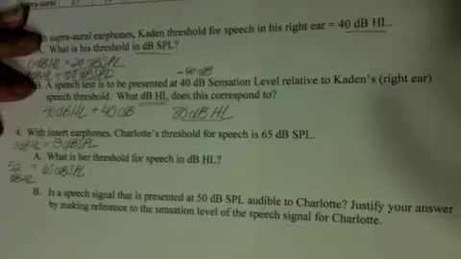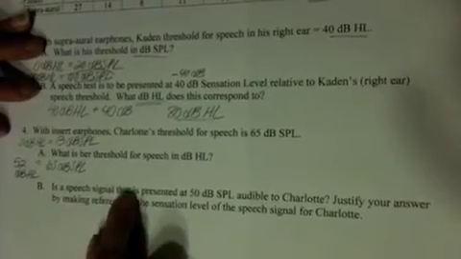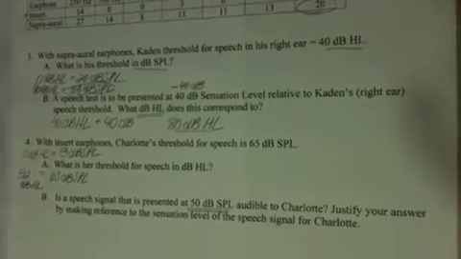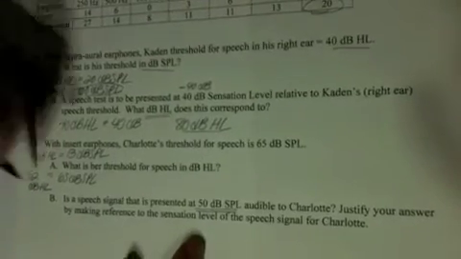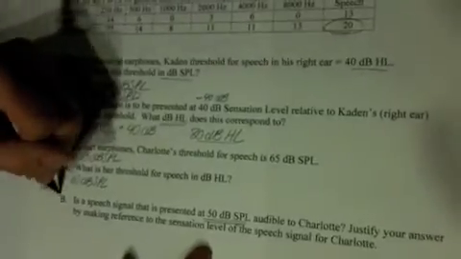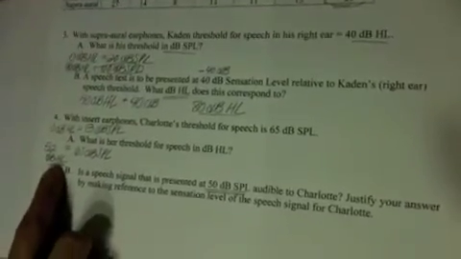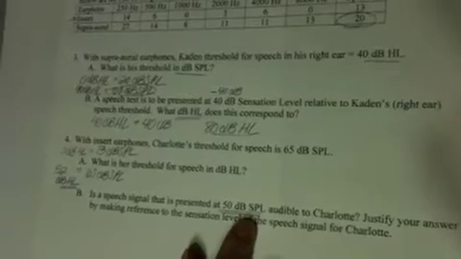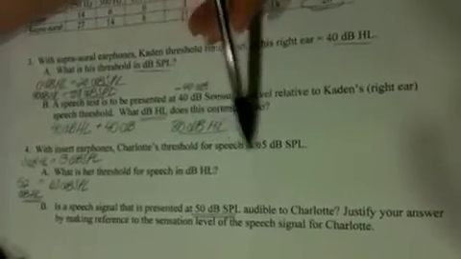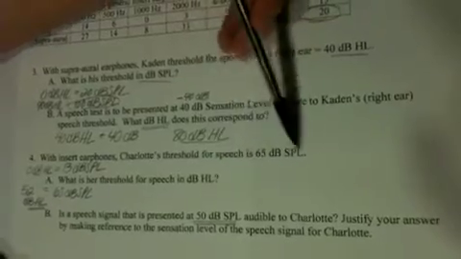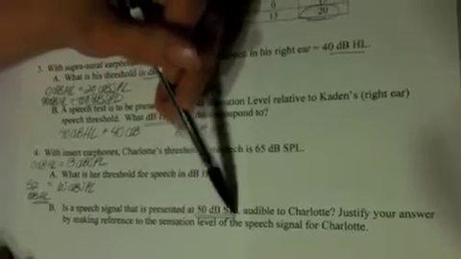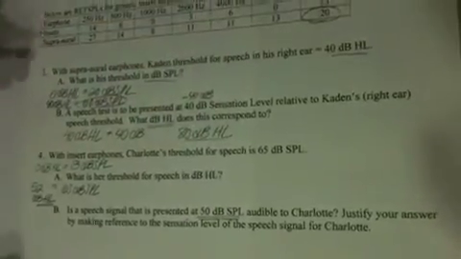Now I'm asking you whether or not a speech signal that is presented at 50 dB SPL is audible to Charlotte. Well, you can't just look at the 52 dB HL, right? Because you're comparing apples and oranges. Your units here are HL, your units here are dB SPL. You could do one of two things. You could go back to the original question where I already give you her threshold for speech in dB SPL and compare that to the level of a signal that's 50 dB SPL.